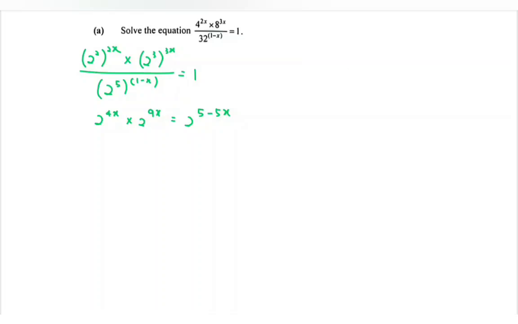Focus on the left hand side, we can make use of the rules of indices. 2 to the power of 13x is equals to 2 to the power of 5 minus 5x. Since we have the same base, we can compare the index, where we have 13x equals to 5 minus 5x. So 18x is equals to 5. x is equals to 5 over 18.